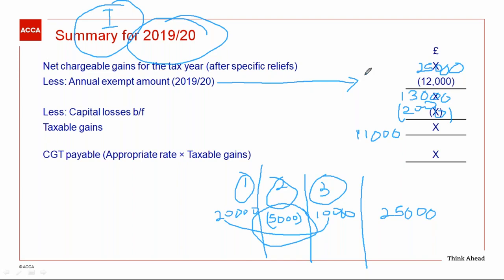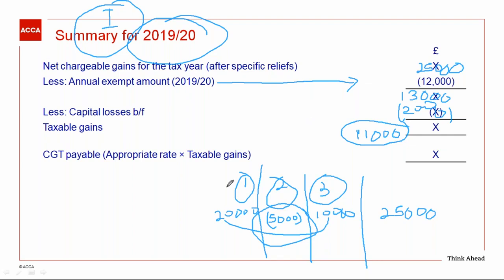So they are permitted to deduct an annual exempt amount, and if you have any capital losses brought forward, you can set off against any chargeable gain after deducting the annual exempt amount. And here it's an optional relief, capital losses brought forward. You can decide how much you want to set off, and then you get a taxable gain. On taxable gain, you have to pay CGT.